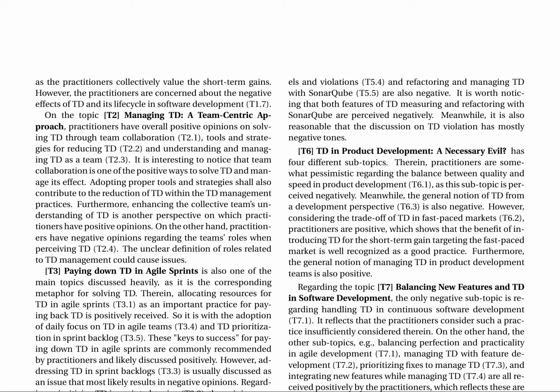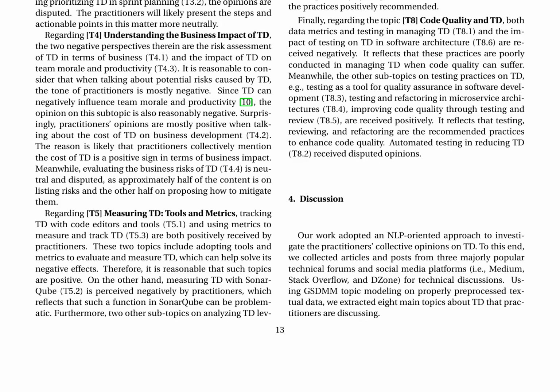The paper discusses the collective opinions of practitioners on technical debt, TD, in software development. It highlights that practitioners have mixed opinions on managing TD, with some viewing it as a necessary evil for short-term gains, while others are concerned about its negative effects. The paper also explores various strategies for managing TD, including team collaboration, adopting proper tools and strategies, and enhancing collective understanding of TD. It further discusses the importance of paying down TD in agile sprints, understanding its business impact, and measuring TD with appropriate tools and metrics.